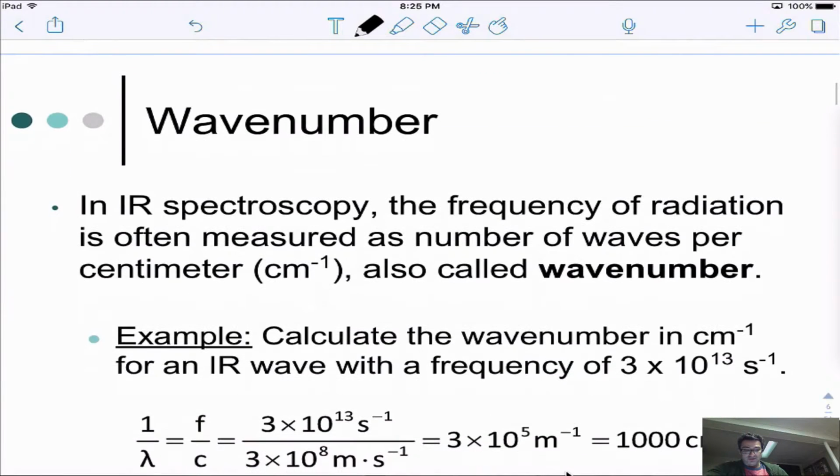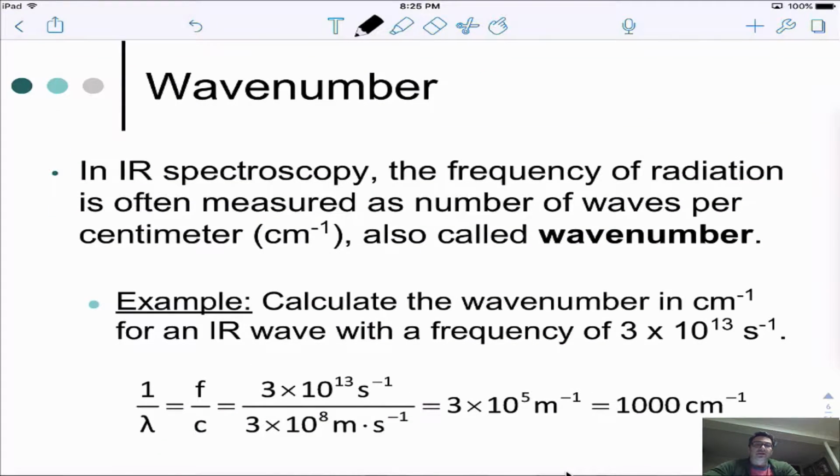So when we do an IR spectroscopy, and that's the first technique that we're going to talk about, that's what this video is going to go into, we use something called a wave number. Basically, a wave number is just 1 over the wavelength. And so if we know the wavelength, if we take 1 over the wavelength, we can figure out what its wave number is. And so they do a calculation down here, and they show you that the wave number for infrared light with a frequency of 3 times 10 to the 13th hertz would be 1,000 centimeters negative 1. Notice the unit, centimeters negative 1, refers to it being 1 over the wavelength, as opposed to the wavelength being in centimeters.